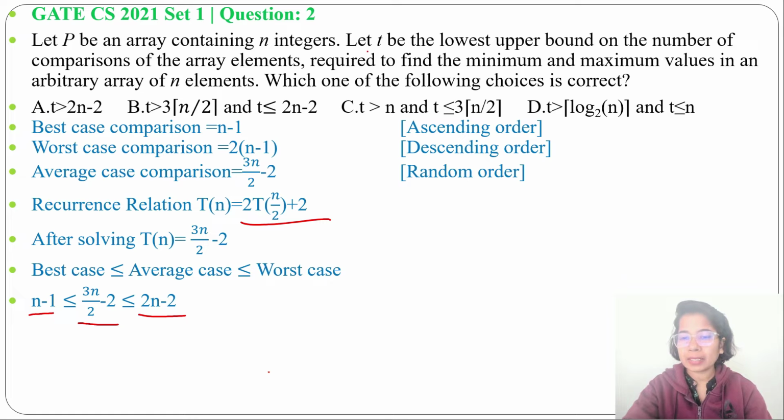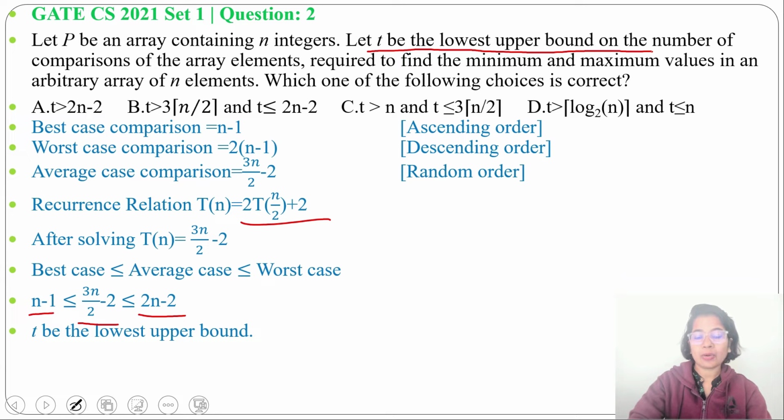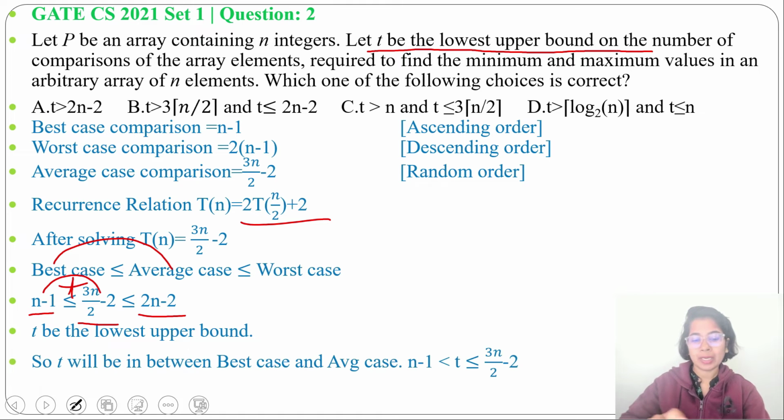And here it's given, let T be the lowest upper bound on the number of comparisons. So we need to find the lowest upper bound, and we need to find the range of T. So T will be between which? As T is the lowest upper bound, T will be in between the best case and the average case. It is the lowest upper bound. So T will be greater than n minus 1 and less than or equal to 3n/2 minus 2. T will be in this range.